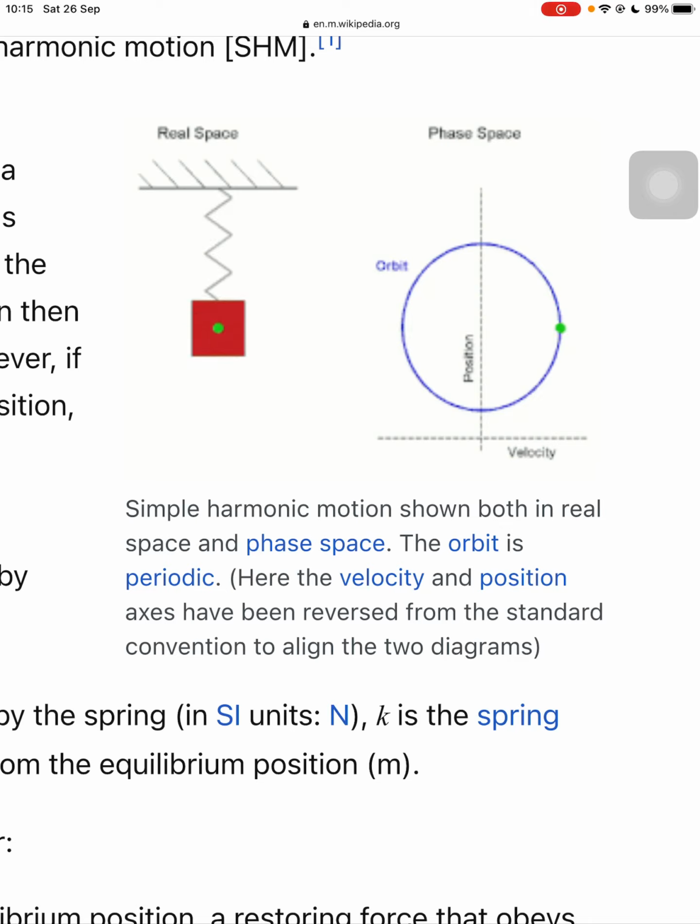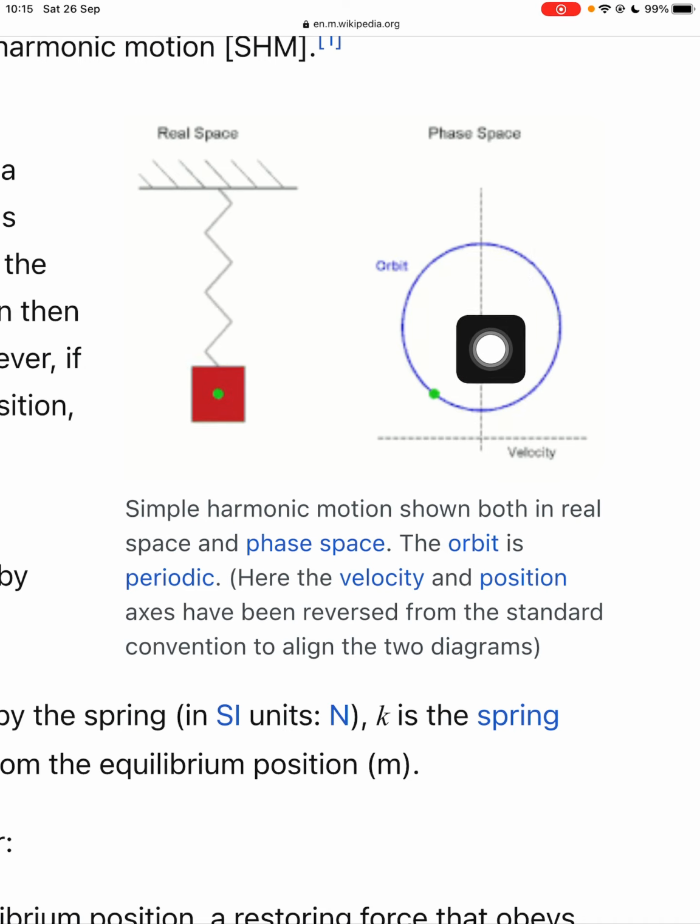We can compare this simple harmonic motion with a dot in circular motion. If we project the motion of the dot onto one plane, then you can see that the particle will just go back and forth, back and forth forever.